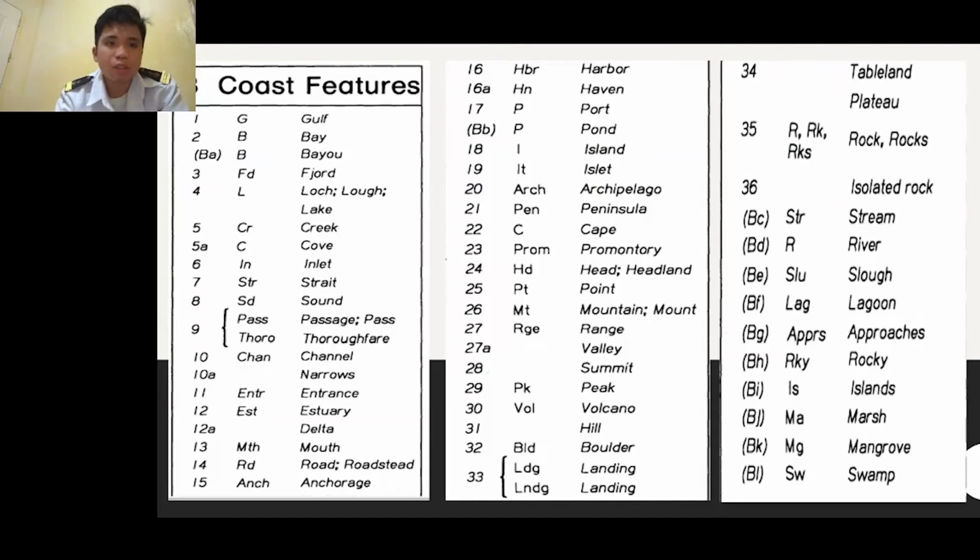So the coast features, these are abbreviations. G is for Gulf, B bay, B bayou, FD fjord, F fjord, L for loch, lake. So it could be loch or lake. Some areas use loch, some areas use lake, depending on where you are. Then we have creek, we have the cove, for sea, I for inlet, SDR for strait.